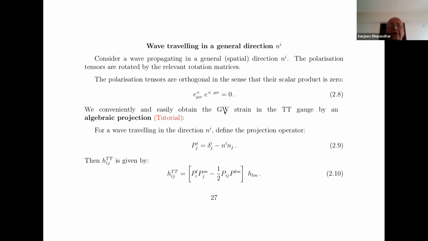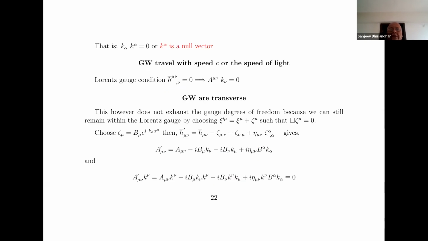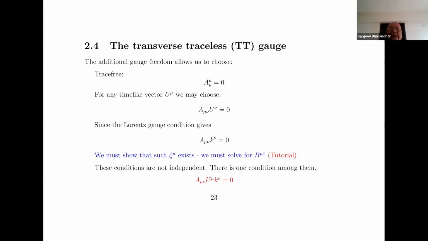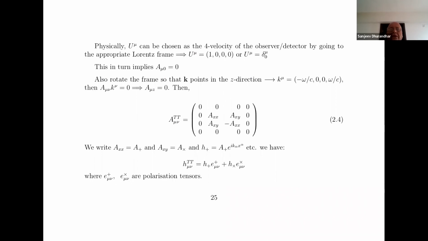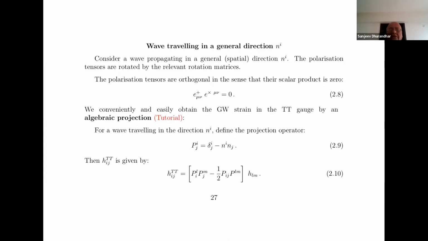So we conveniently and easily obtain the GW strain in the TT gauge by an algebraic projection. This is again in the tutorial. It seems a rather tedious job to go to the TT gauge using Xi mu and so on. You must get the Xi mu, and then see what is the H bar prime mu nu that you get, and that is the HTT. But all this can be cut short, and there is a quicker way of doing this, which is just by an algebraic projection.